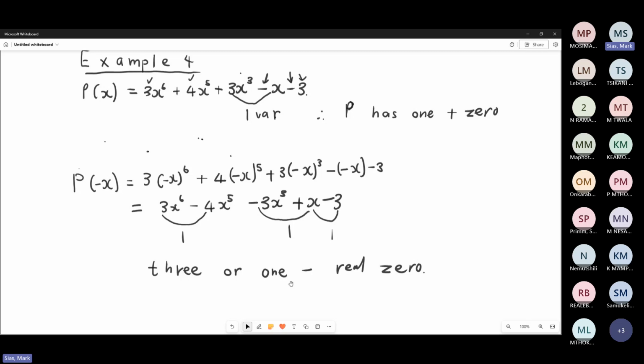Using Descartes' rule, the second point there: you have 3 or 1 negative real root, real zero. So it's either 3 negatives or 1 negative real zero. 3 negative real zeros or 1 negative real zero.